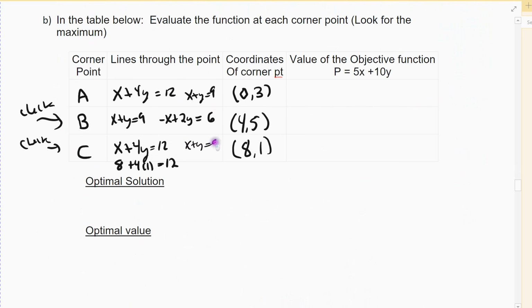X plus y equals 9. 8 plus 1 equals 9. All right, so they do check. So those are the right corner points. Just didn't have the right line written down initially. But you should always check it, because if you don't have the right corner points, you won't get the right answer. And you want to make sure you get the right answer.